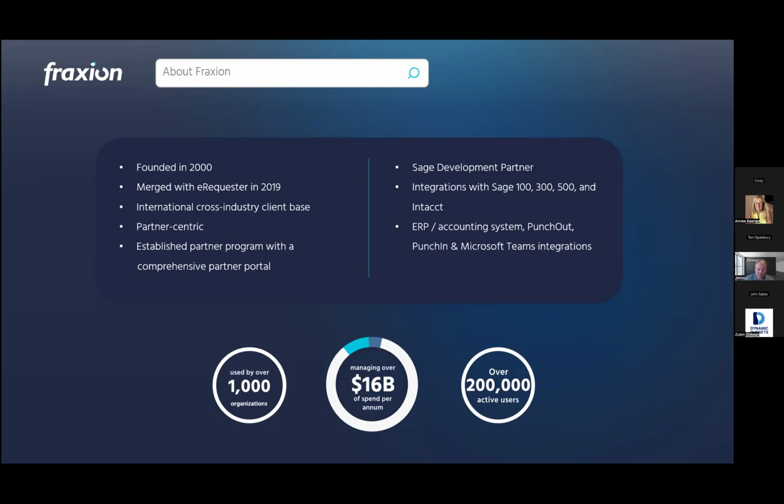We have over 1,000 organizations that have used our system. We're managing over 16 billion in spend. And we have integrations with Sage 100, 300, 500, and Intact. And we actually have two systems. We have our on-premise system, which is really deeply integrated to Sage 100, 300, 500 at the PO level. And we also have our cloud-based system, which is the one I'll be showing you today that integrates at the AP level. And we'll talk about the whole procure to pay side of things because we go right from the requisition to the purchase order to do the receiving and to approve the invoice and take that whole process.